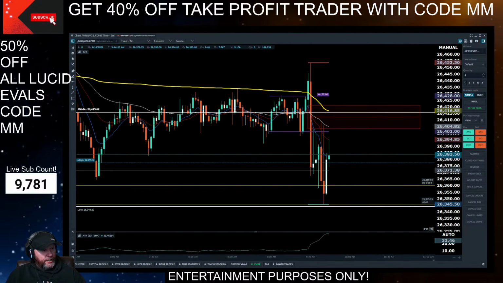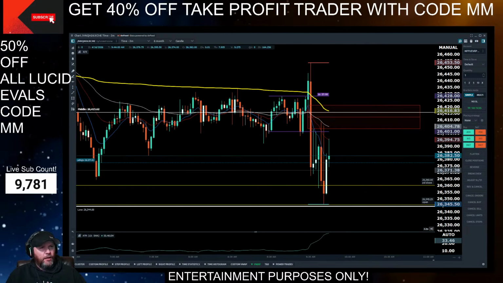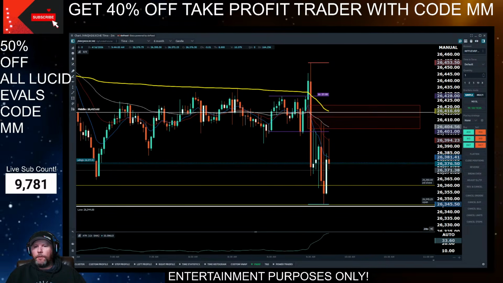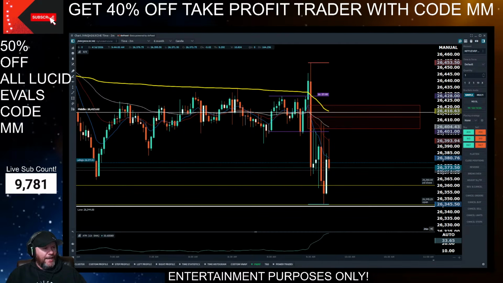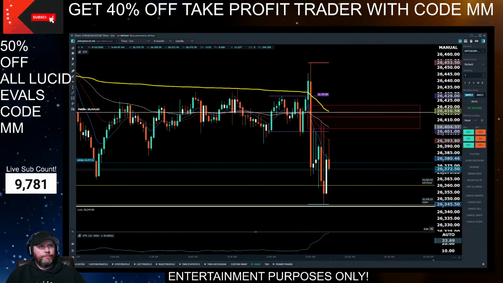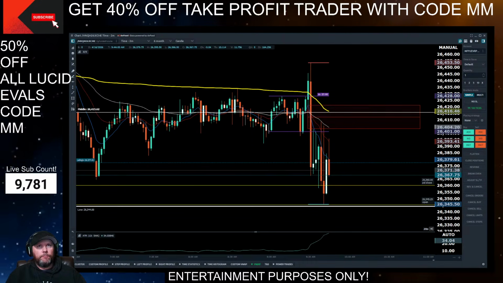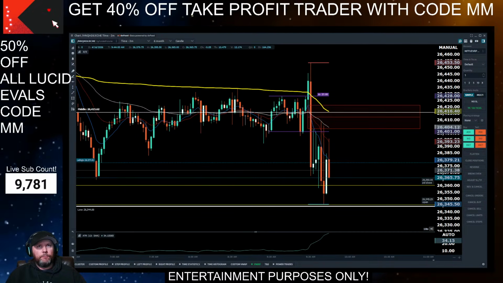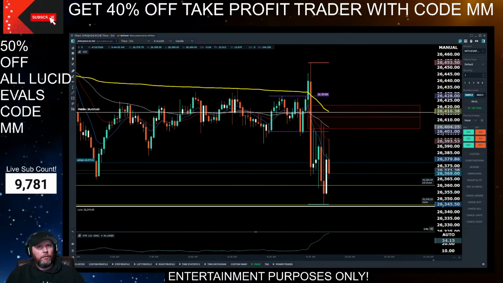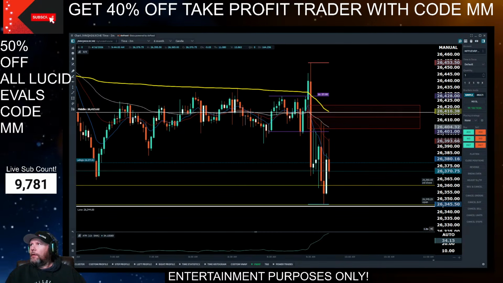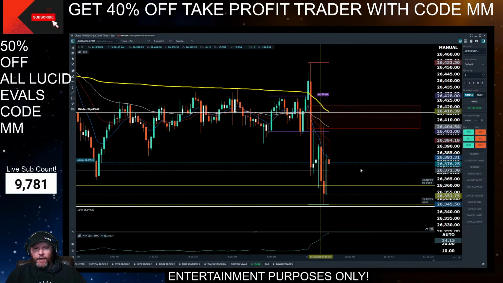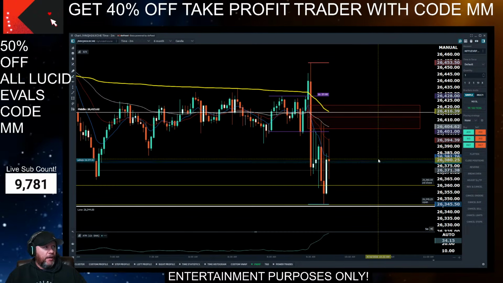Should have that marked out anyway, but I didn't. Yeah, so it did. NQ did fill the gap. So NQ filled the gap, Nasdaq, but M&Q did not, which doesn't matter. But ES did not fill the gap either.